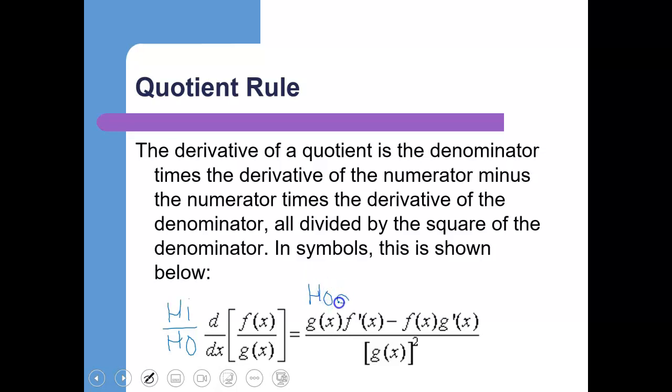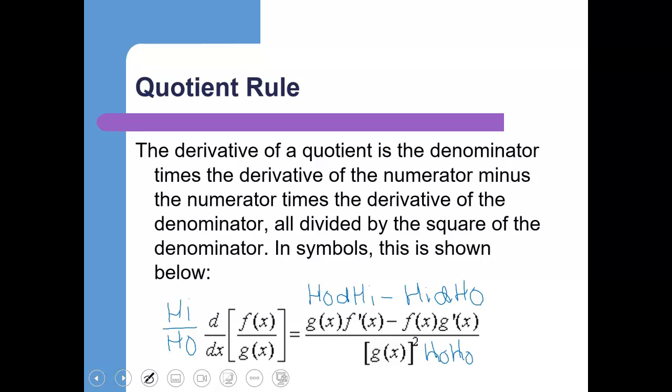So then the quotient rule is ho d high, where it's denominator times derivative, hence the d, of the top, high, so ho d high, minus high d ho, top times derivative of the bottom, all over ho ho, so g of x squared. So in your head, you'll start going Hodie Hi minus Heidi Ho all over ho ho.